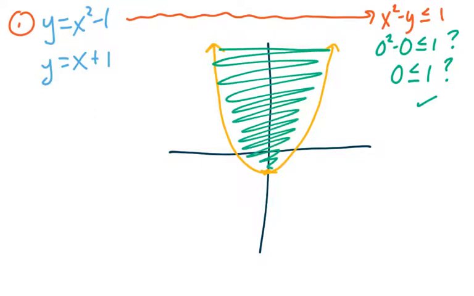And number 1 is done. Okay, let's move on to number 2. Equation number 2, same steps. Y equals x plus 1, that's a slope of 1, and a y-intercept of 1.